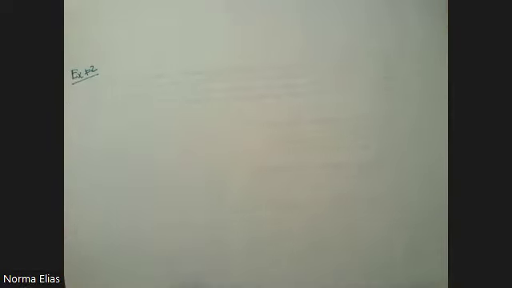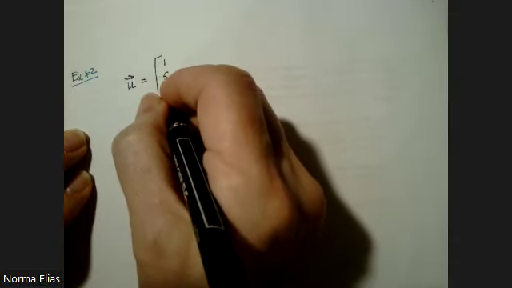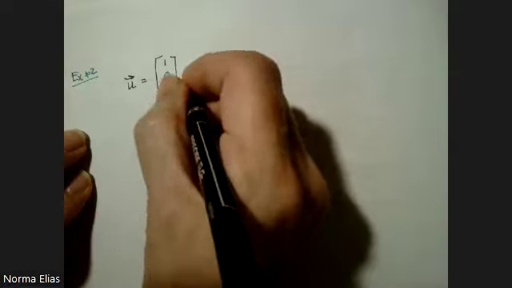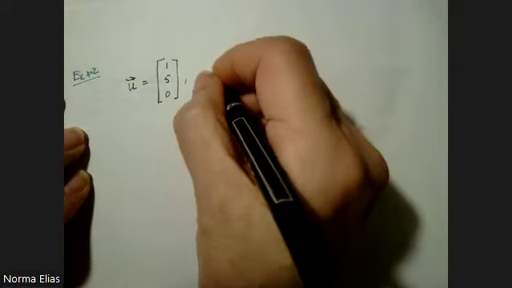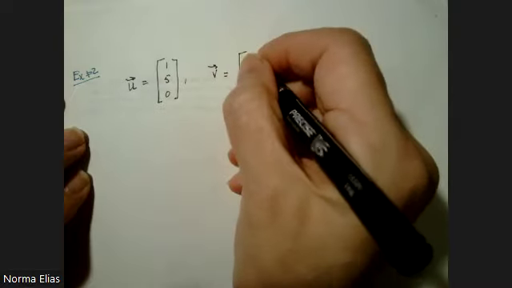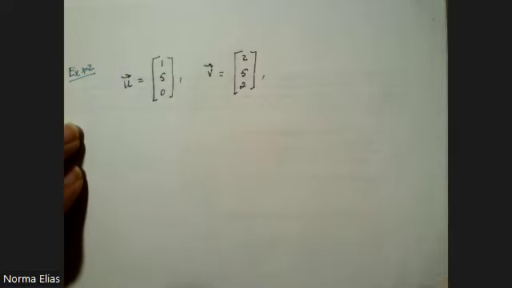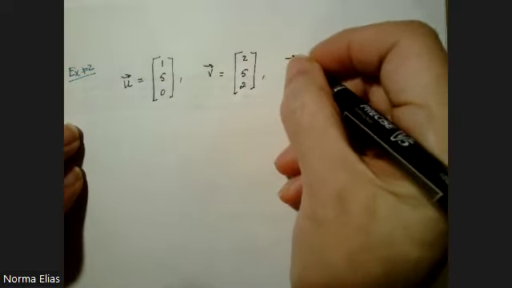So I took an example all in R2. Now I'm going to take an example in R3. So let me take U to be the following vector. In R3, it means the vector has 3 entries: 1, 5, 0. And V the vector 2, 5, 2. And B the vector 4, 6, 2.